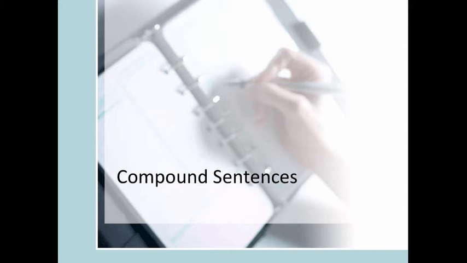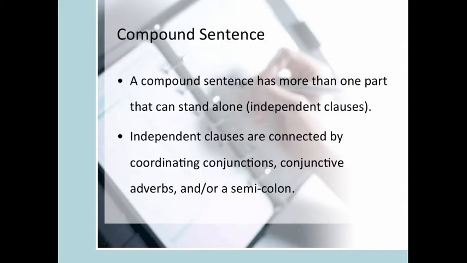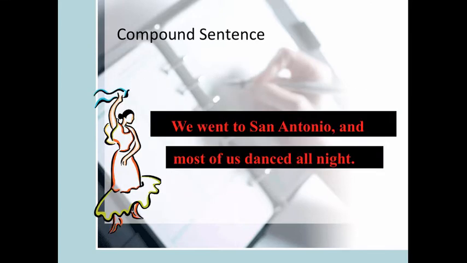The compound sentences. A compound sentence has more than one part that can stand alone, meaning one or more independent clauses. Independent clauses are connected by coordinating conjunctions, conjunctive adverbs, and/or semicolons. For example, we went to San Antonio and most of us danced all night. If you take and the comma out of this sentence, you have 2 independent clauses.